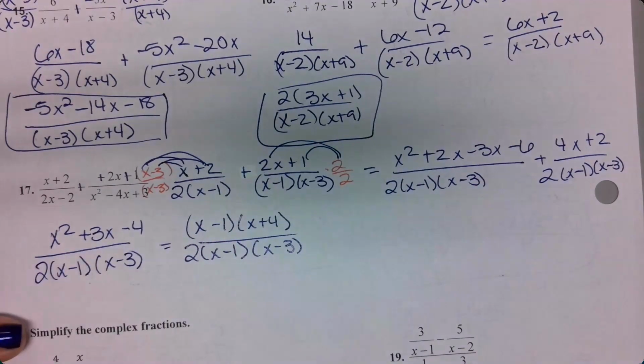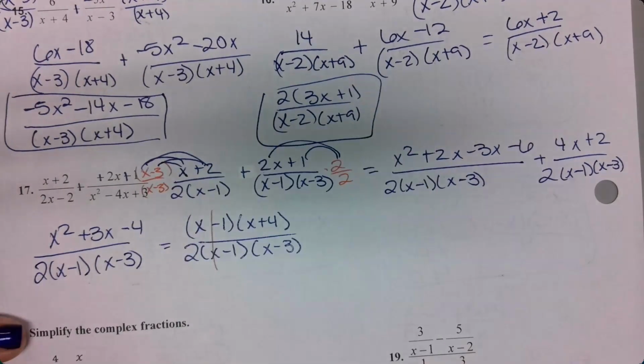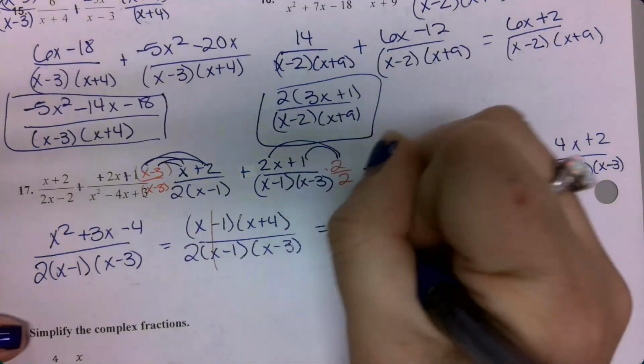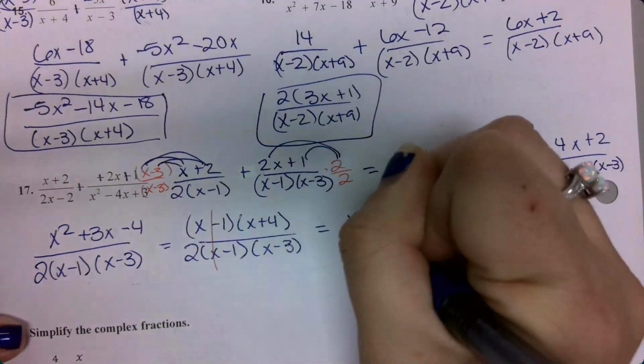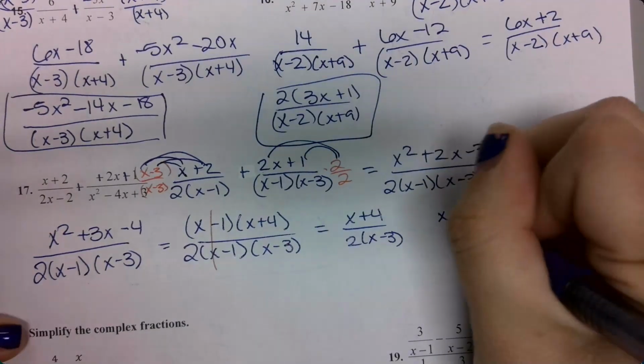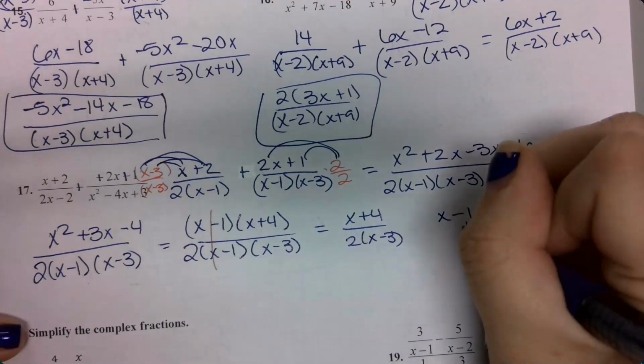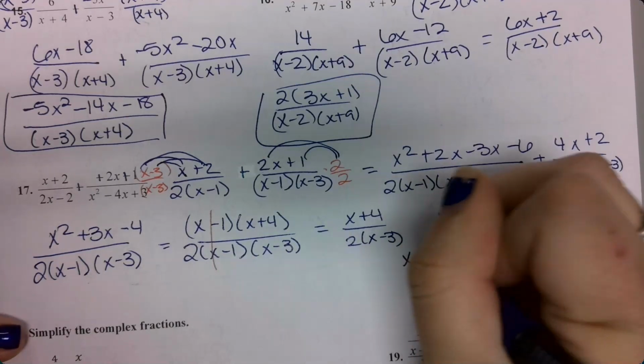So now that I have 2x minus 1s, those will cancel out. I have x plus 4 over 2 times x minus 3. I did get rid of something, so I want to set that not equal to 0. X can't equal 1.